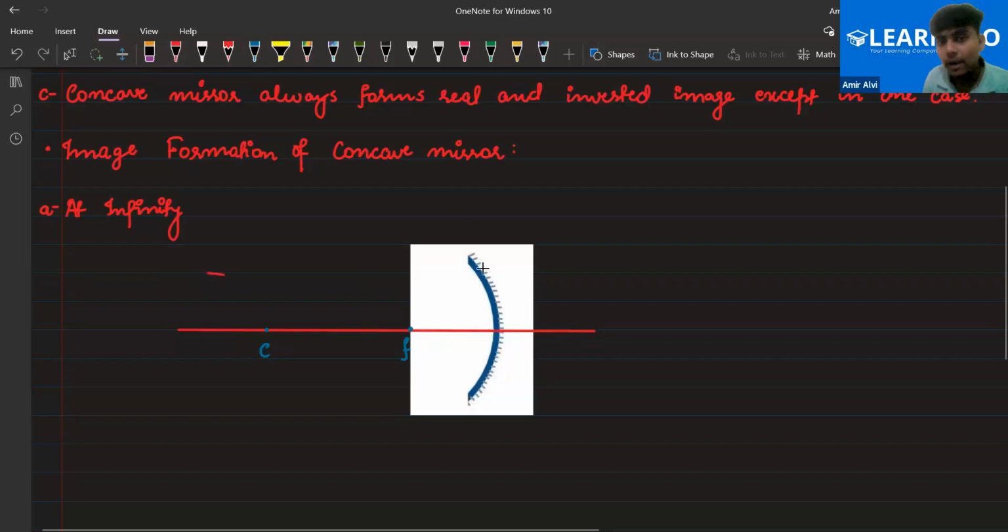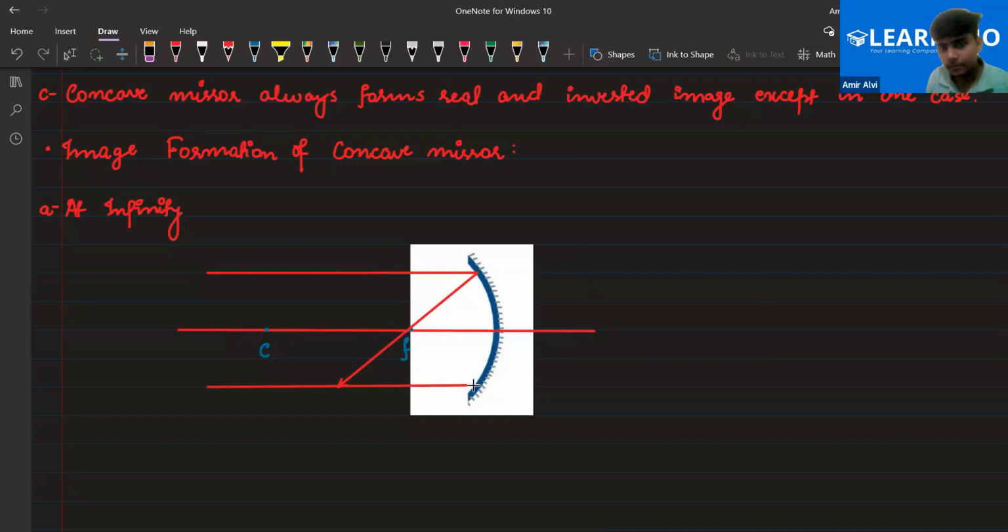So when the light rays are parallel, they will converge at focus. Yes or no, everyone? When the light rays are parallel, the concave mirror will converge the light rays at focus. Is that clear? Simple. Another light ray that is also coming parallel will converge at focus.